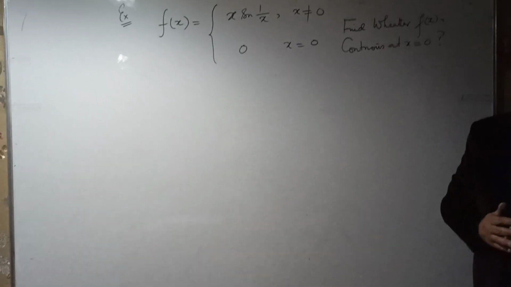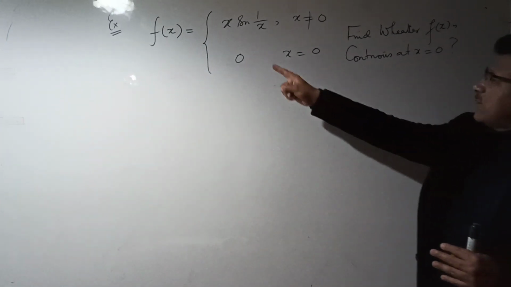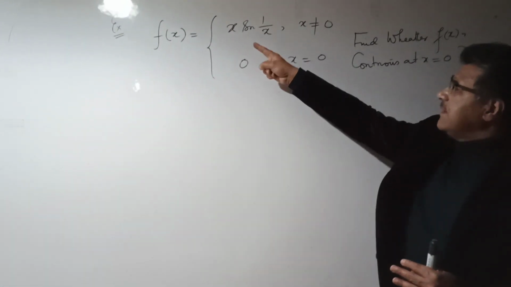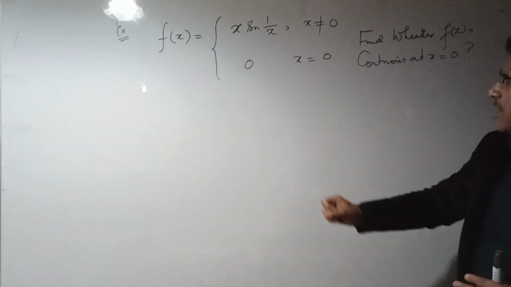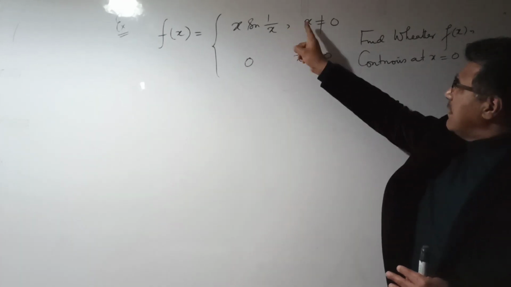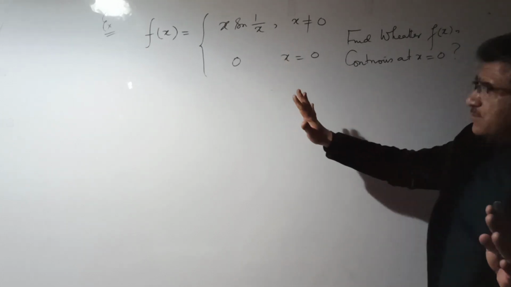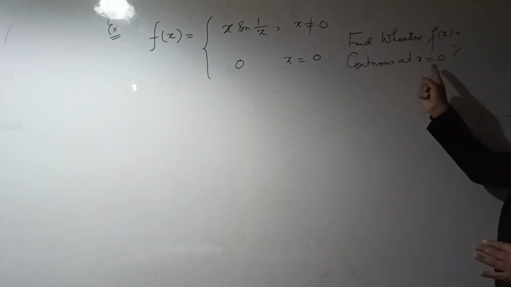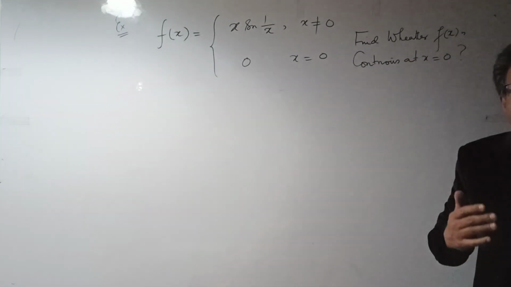Now this is another example. This is also a textbook question. That is fx is equal to x sine 1 by x, a very important question. x sine 1 by x when x is not equal to 0, and it is equal to 0 when x is equal to 0. So when x is not equal to 0, its value is this. When x is equal to 0, its value is given. Find whether fx is continuous at 0 or not. So you have to check whether this function is continuous at 0 or not.